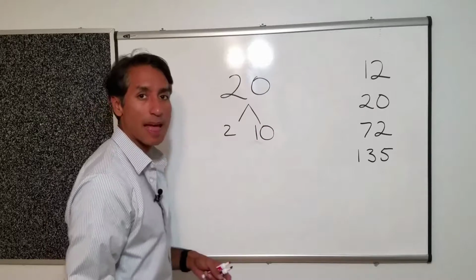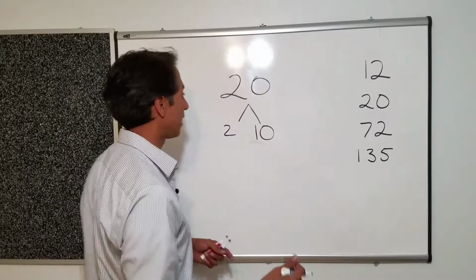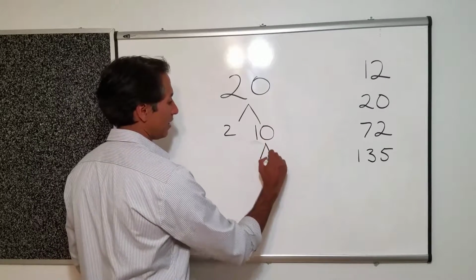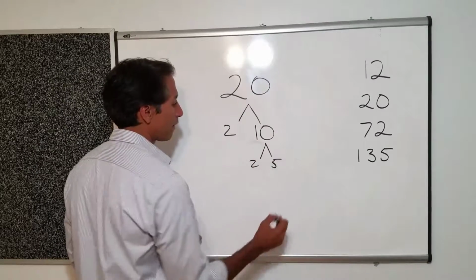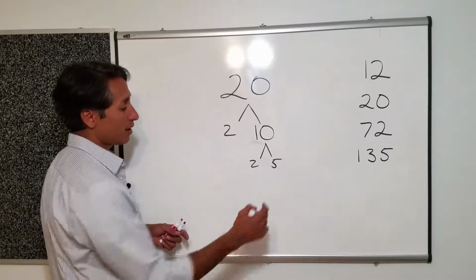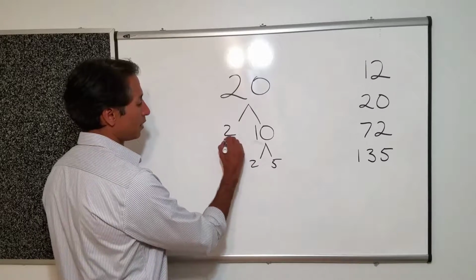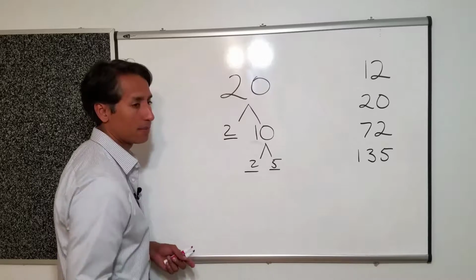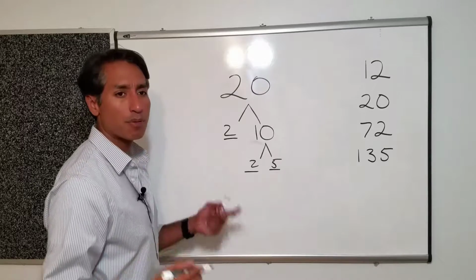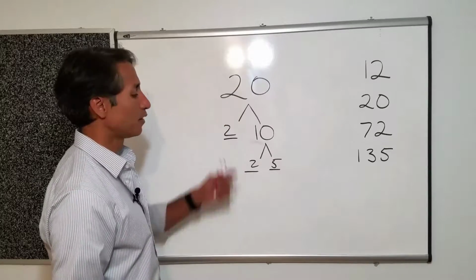Okay, and this is where your math facts really start to come into play. So 10 is 2 times 5, and at that point I'm done, right? 5 is prime. So I have a 2 and a 2 and a 5, and I'm done. Those would be my prime factors of 20.